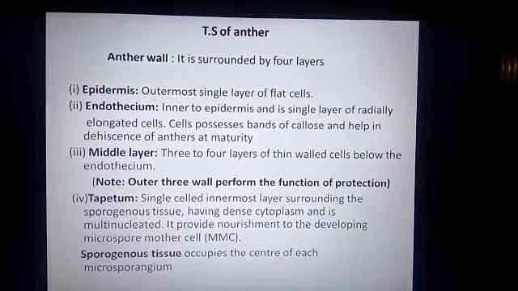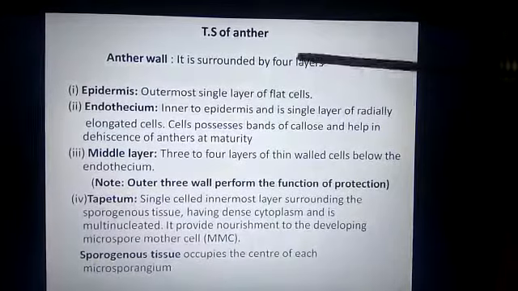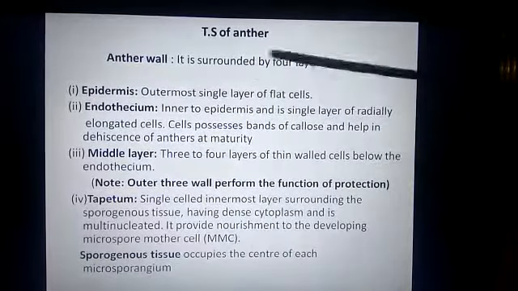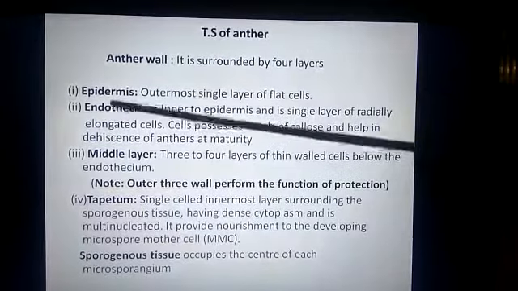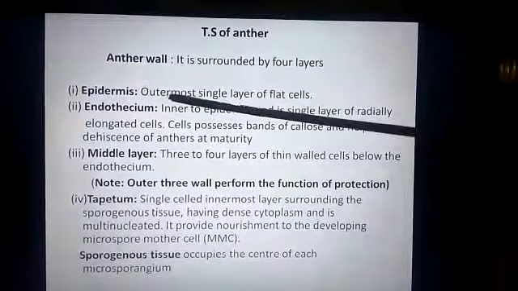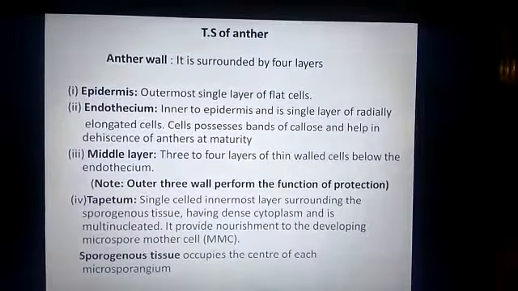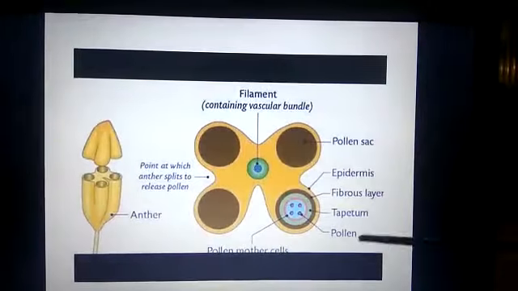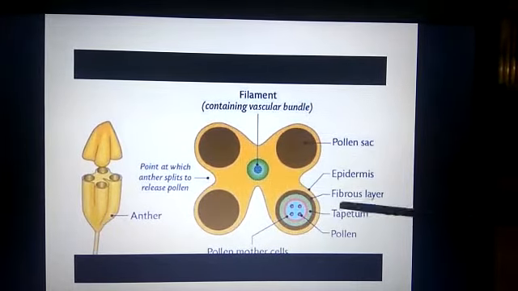Now, if you look at the TS of anther, anther is surrounded by 4 layers. The first one is epidermis. Epidermis is the outermost single layer of flat cells. Now look at the diagram here. This is the TS structure of the anther.